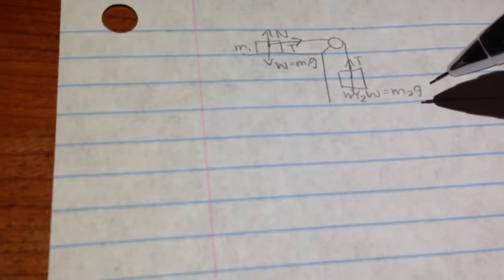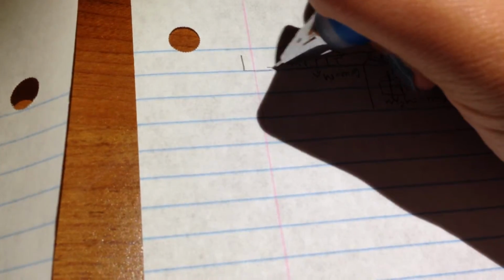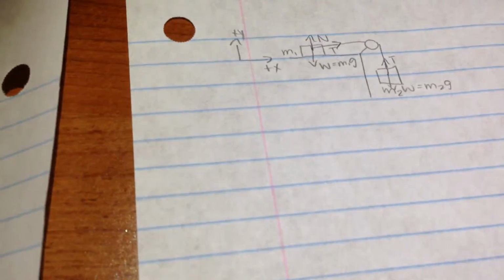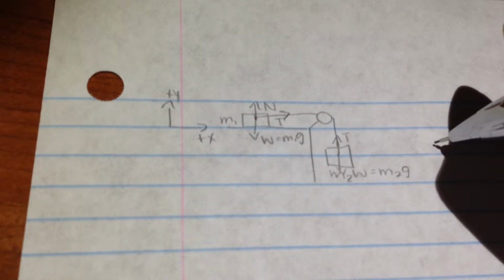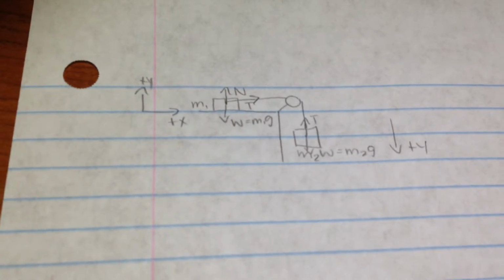So, since M2 is 10 kilograms and M1 is 5, then M2 would obviously be going downwards, and M1 would be going to the right. So for M1, the positive X direction would be to the right, and positive Y would be up. And for M2, the positive Y direction will be down, since it's moving downwards.